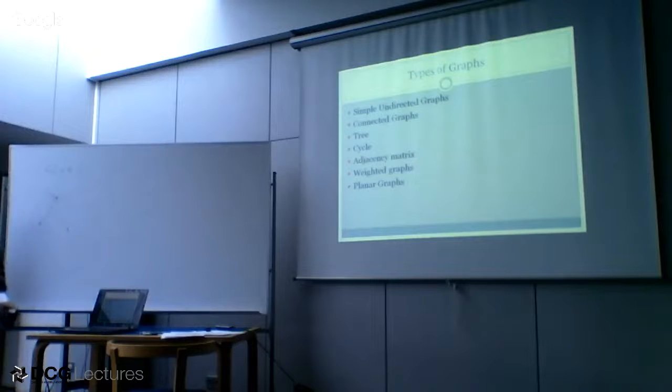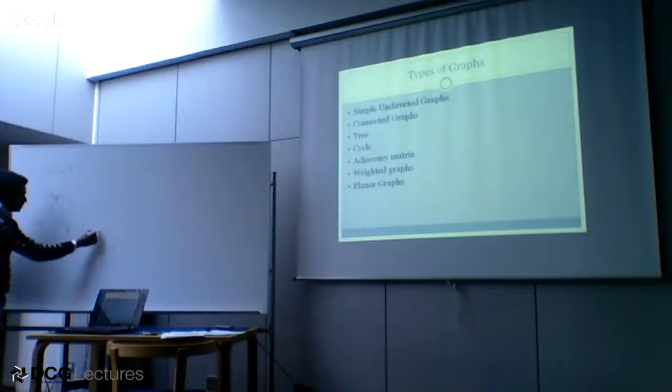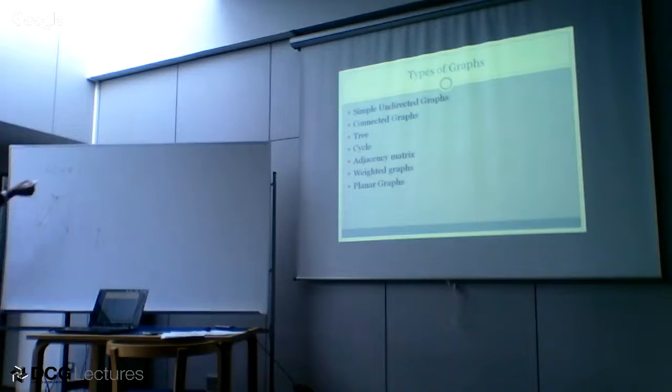The next thing is connected graphs. If we see this graph and I draw one more edge, then if you see the whole graph together, this graph is not connected, because from here you cannot reach the vertices of this part. We say that a graph is connected if from every vertex we can reach every other vertex, or there is a path between each pair of vertices.